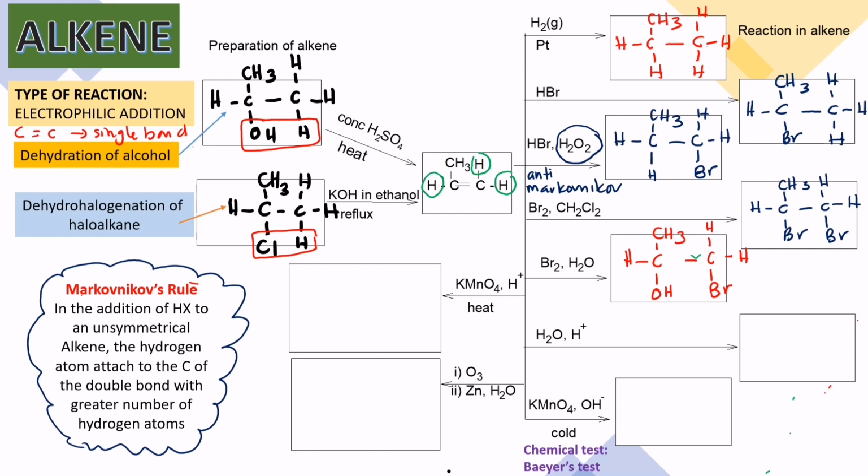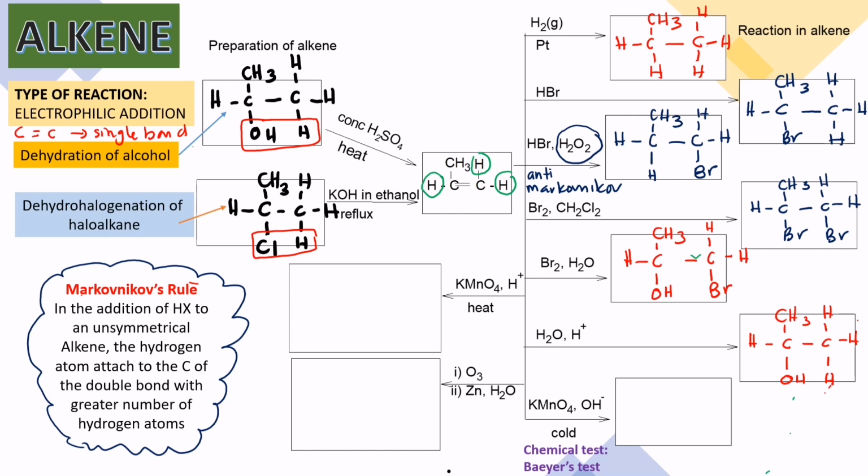Hydration in acidic medium. Hydration in acidic medium will follow Markovnikov's rule. This means that H is added to the carbon with the greater number of hydrogen atoms. So, we get the product H, C, CH3, C, H, H, and H is added to the carbon with the greater number of hydrogen atoms, and OH is added to the other carbon.